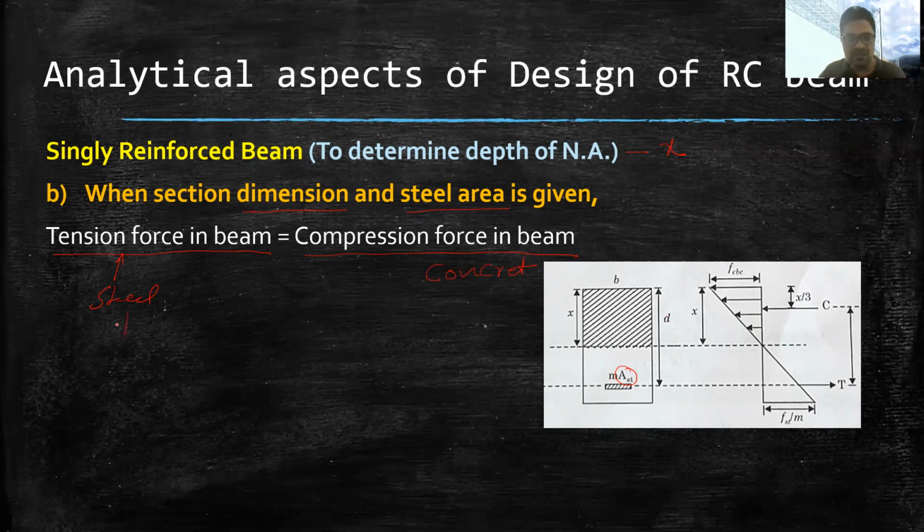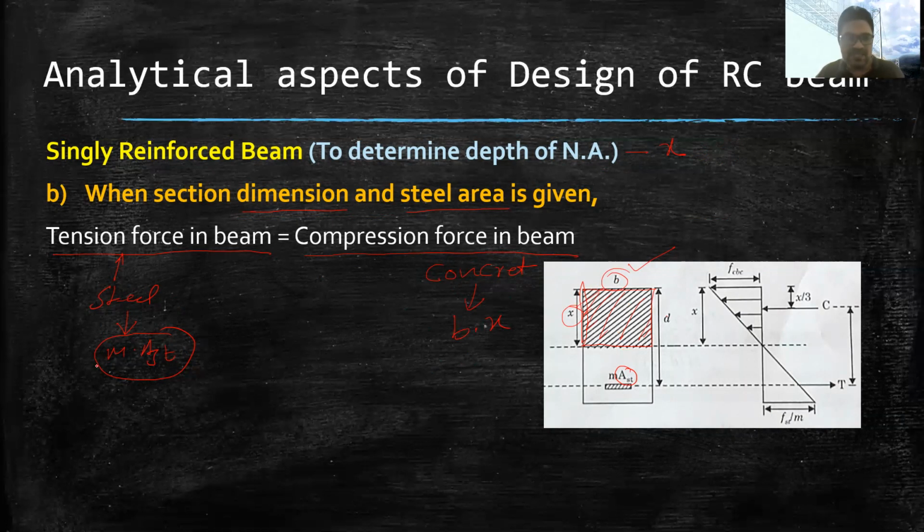Here in the steel, we have already transformed the section. So the steel is in terms of m into Ast, the area of steel in terms of concrete, which is m into Ast. Similarly, the area of concrete on the compression side will be b into x, which is this one. Only this rectangle will be active to take the compression, so we take only this area, which is b into x.